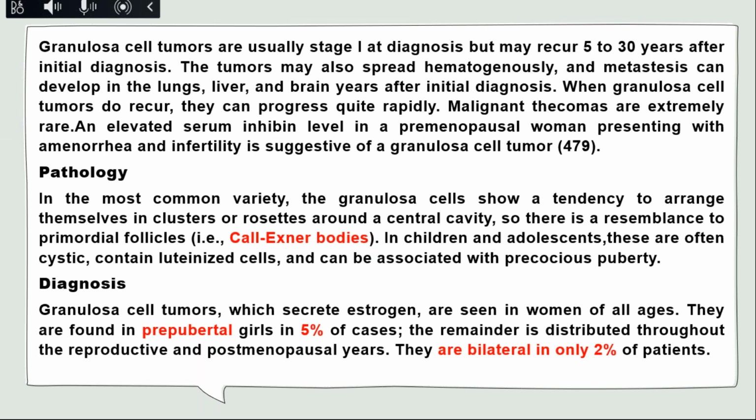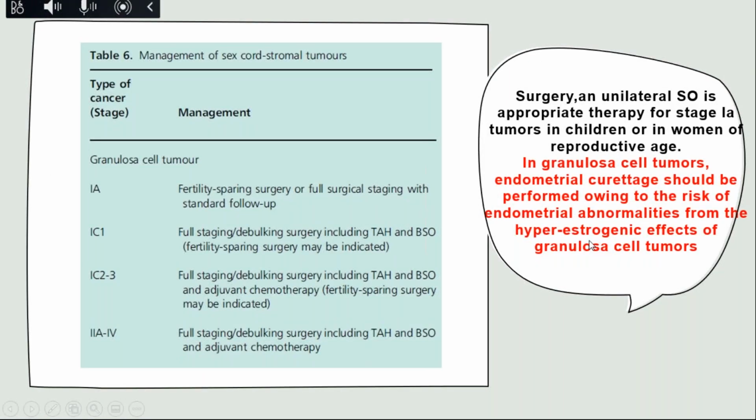So in children and adolescents, these are often cystic, contain luteinized cells, and can be associated with precocious puberty. So how can we diagnose? Granulosa cell tumors which secrete estrogen are seen in women of all ages. They are found in prepubertal girls in 5% of cases, and they can be bilateral in only 2% of cases.